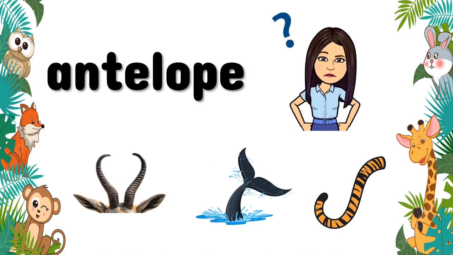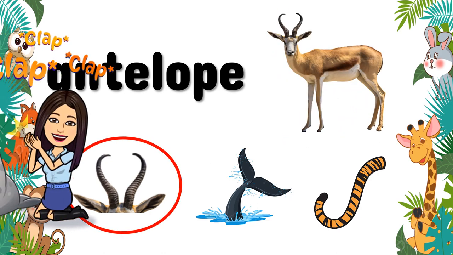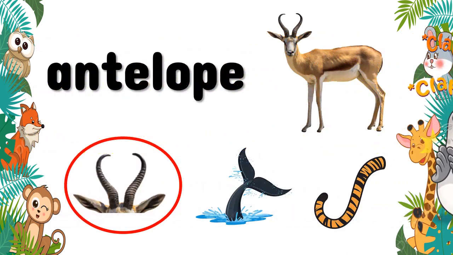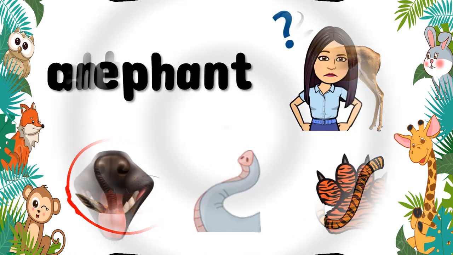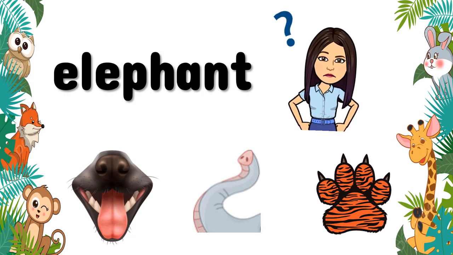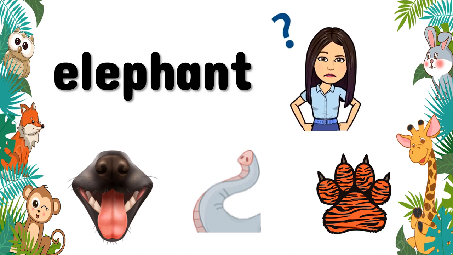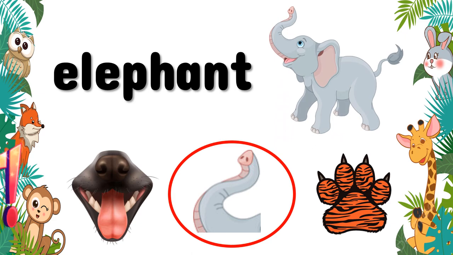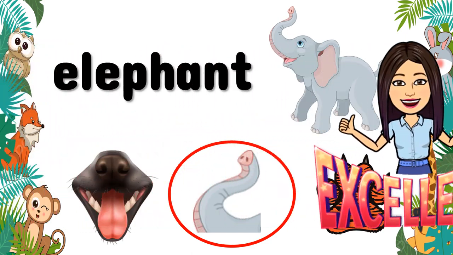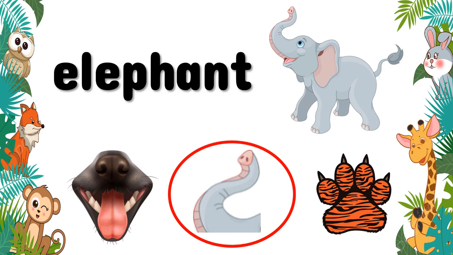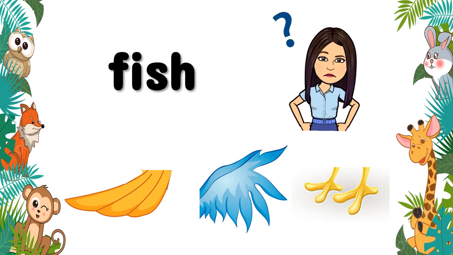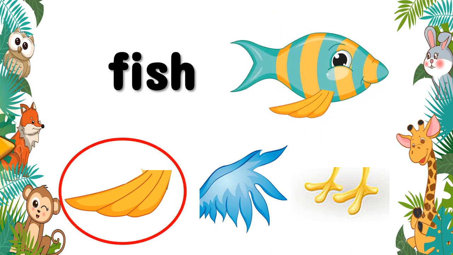Antelope. The body part that an antelope has is antlers. Elephant. The body part that an elephant has is trunk. Fish. The body part that a fish has is fins.